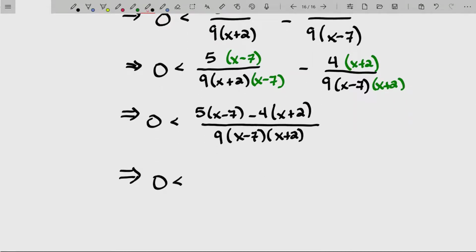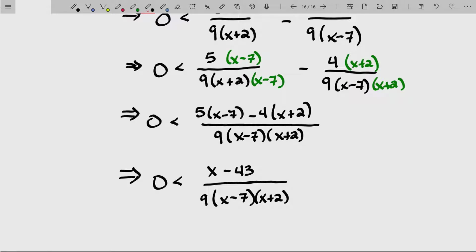Nothing big, right? 5x minus 4x is an x. Let's see, minus 35, and minus an 8. So minus 43. Let me just double check my mathematics. 35, lose another 8, 43, yeah. And this is all over, again, 9 times the quantity x minus 7 and x plus 2.